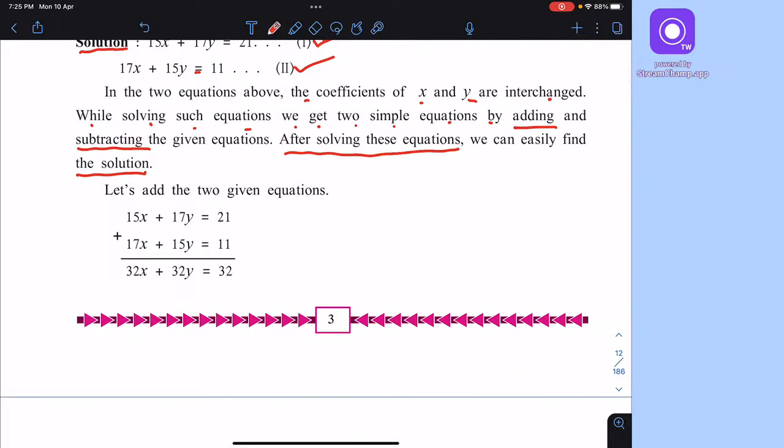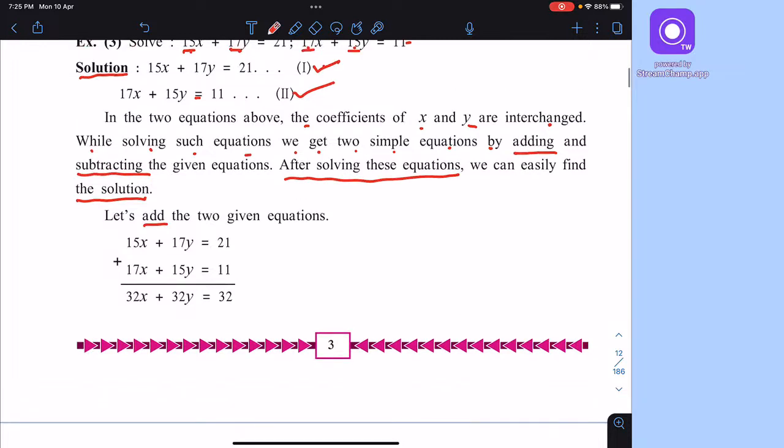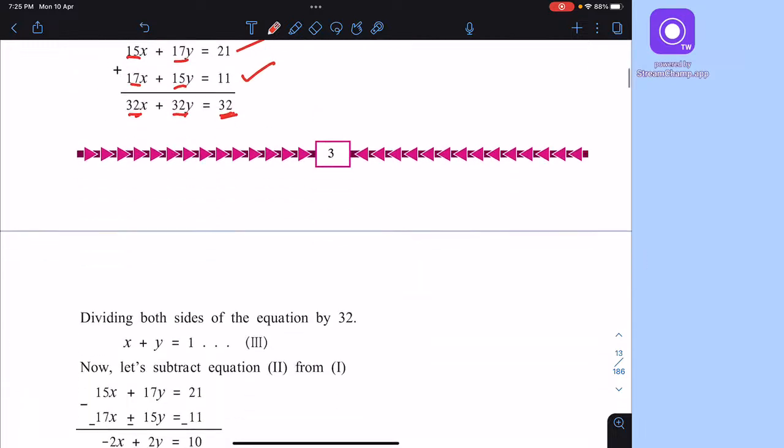And after solving these equations, we can easily find the solution of the required equation. So let us add the two equations. First equation is 15x plus 17y is 21 and second is 17x plus 15y is 11. If you add 15 plus 17 is 32. Here also you are having same 15 and 17. So sum will be 32. And 21 plus 11 also comes out to be 32. So 32x plus 32y is equal to 32.